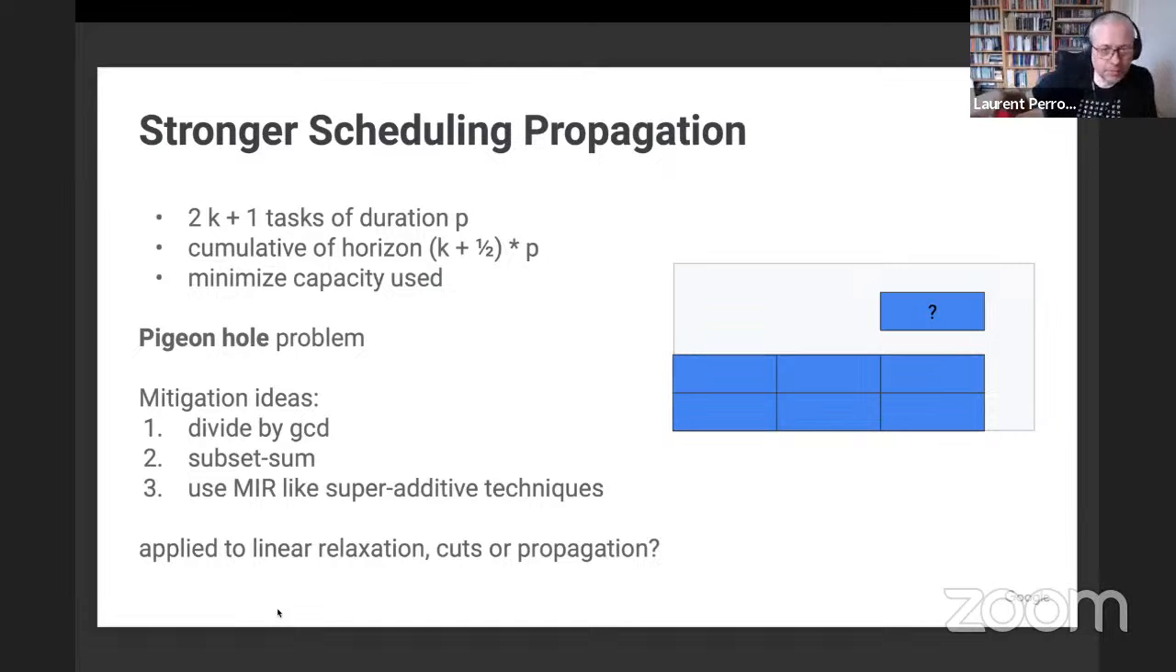But so you can do that at the propagation level. You can do that at the linear relaxation, which is what I did for the previous example. Or you can do that when you generate cuts. You have your time windows, you have all your tasks, you apply different rounding techniques, and you say, okay, I have a stronger formulation for my cut because I know that I will not use the full capacity of my resource.